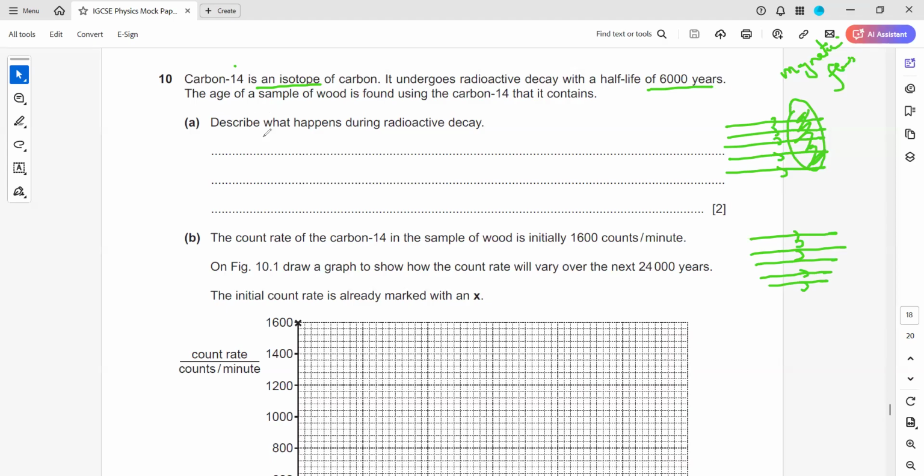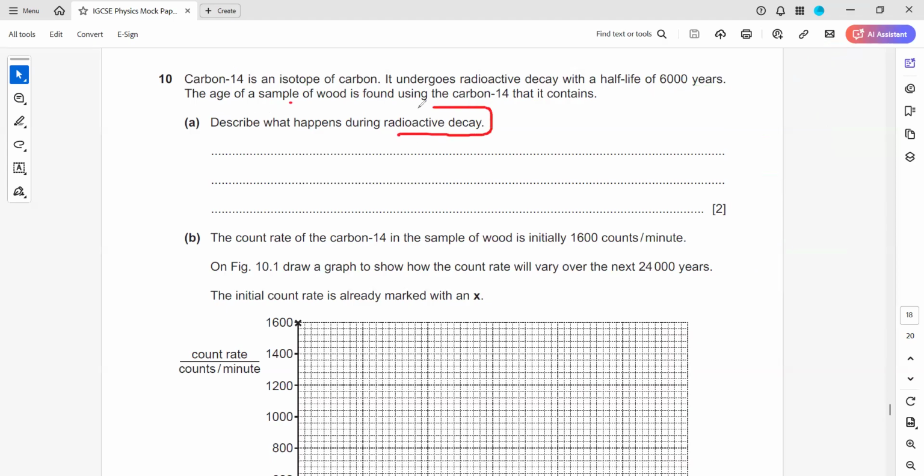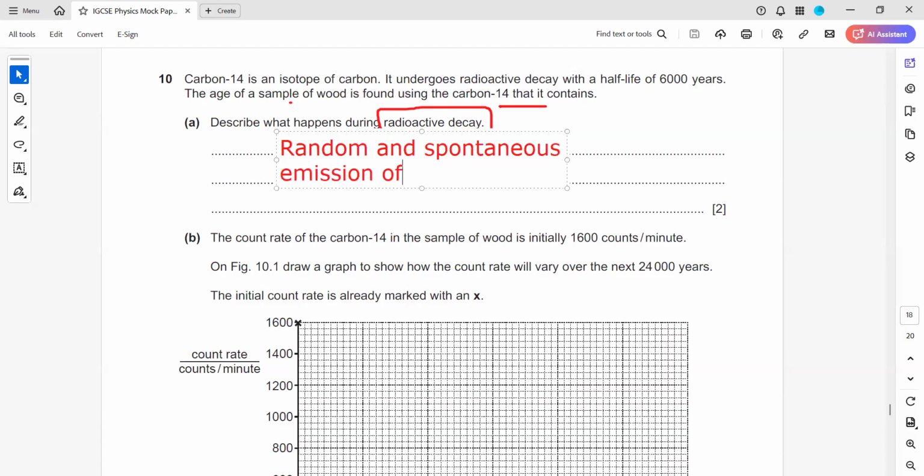The next is, describe what happens during radioactive decay. The age of a sample of wood is found using the carbon 14 that it contained. Look, what actually happens in a radioactive decay? Radioactive decay is actually a random and spontaneous emission of radiation from the radioactive nuclei. So what happens in a radioactive decay? It's a random and spontaneous emission of radiations from the radioactive nuclei or unstable nuclei.